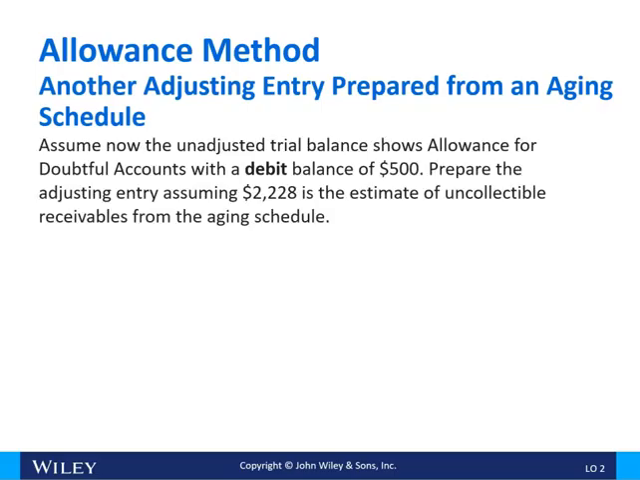So now we're going to use the same data. 2,228 is the balance that we need in the allowance for doubtful accounts, but we have a debit balance in that account of $500. The entry we make then is to debit bad debt expense and credit allowance for doubtful accounts for 2,728. So it's the 2,228 that we need plus the $500 that's a debit.